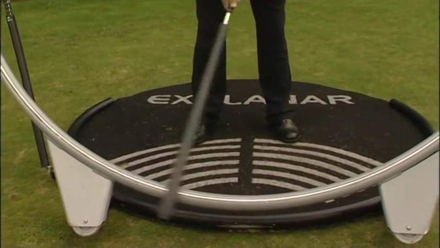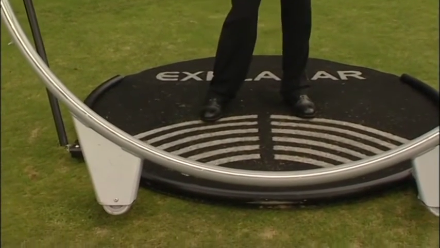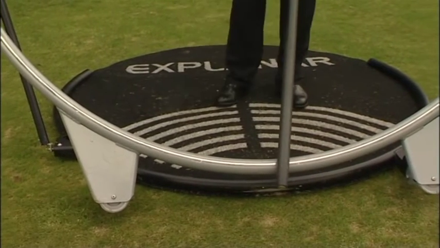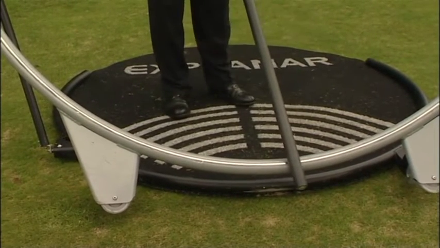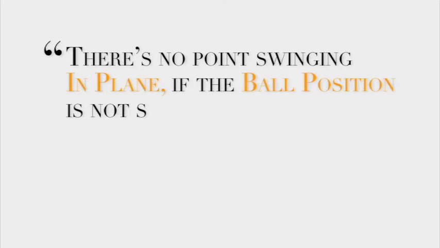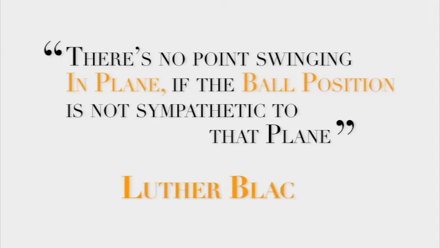The Explanar teaches us how to swing in plane. The radial ball position makes us relate the ball position to that plane by moving around the circle both ways. So there we have it, our fourth lost fundamental, the radial ball position.